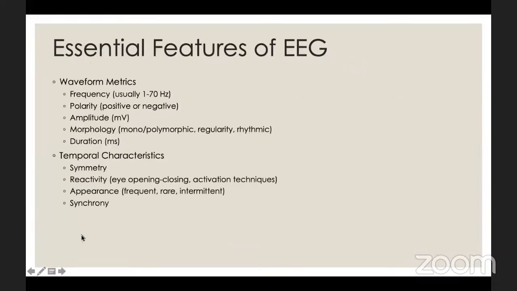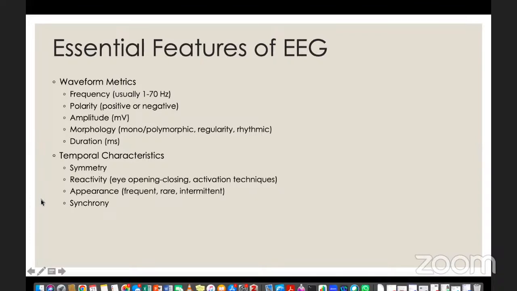So what are the essential features that you report on an EEG? You try to report the waveform metrics, looking at the frequency, polarity, amplitude, morphology, and the duration. And you try to comment on the symmetry, reactivity, appearance, and synchrony of the discharges.